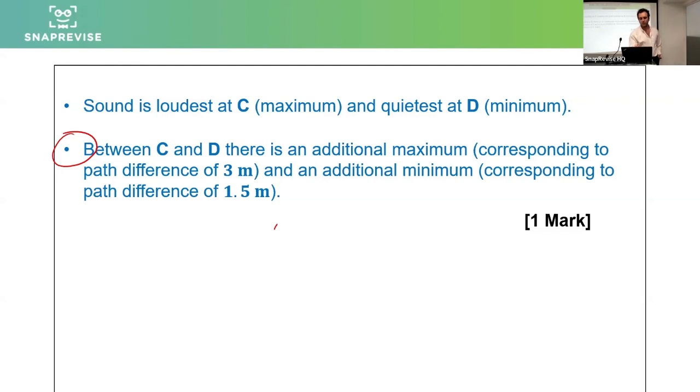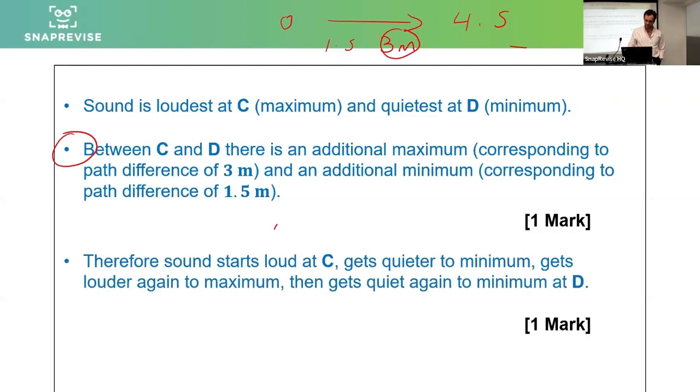If we are going from a path difference of 0 to a path difference of 4.5, we would have had to pass through 1.5, where there's a minimum. We'll also have to pass through 3, where there's a maximum. So I guess what you will hear is it's at a minimum, it's at a maximum, it's at a minimum, and that's the story so far. Therefore, sound starts loud at C, gets quieter, gets louder again, then gets quiet again.